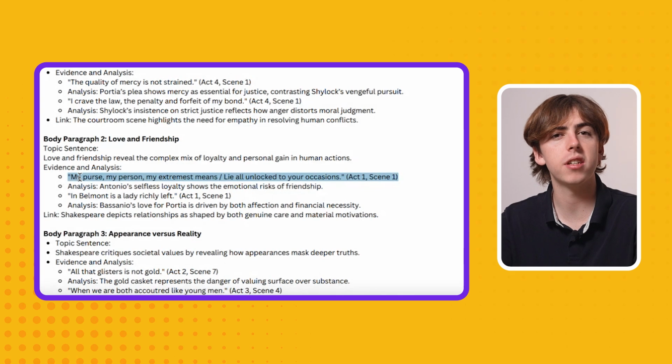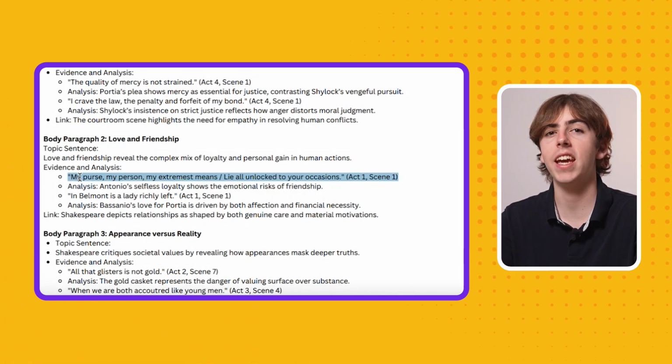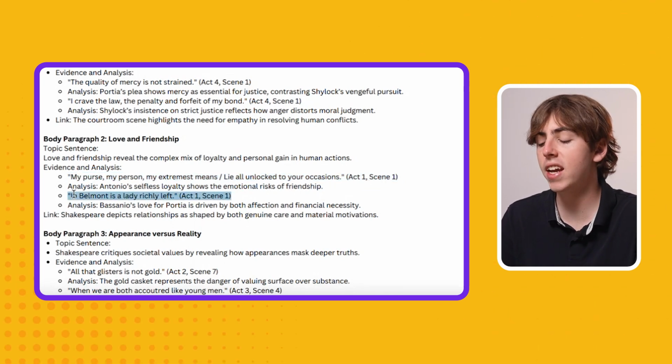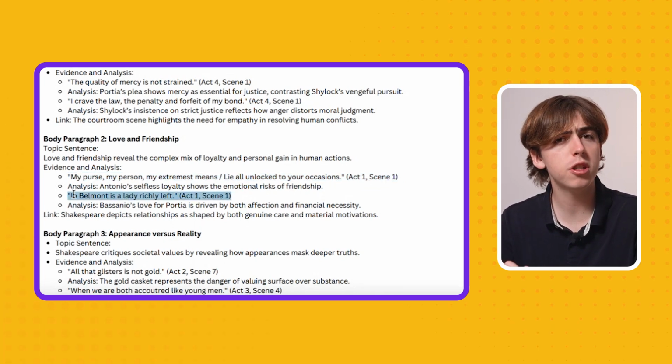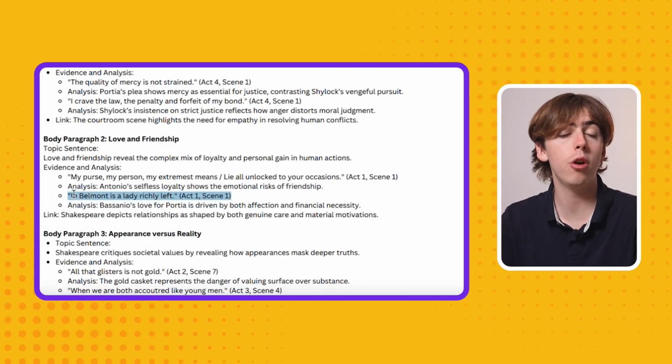But we need to ask ourselves, is this entirely selfless? Because Shakespeare likes to keep dynamics complicated. Now take Bassanio. "In Belmont is a lady richly left." This line introduces Portia not by her personality, but by her wealth. It sets the tone for his pursuit.